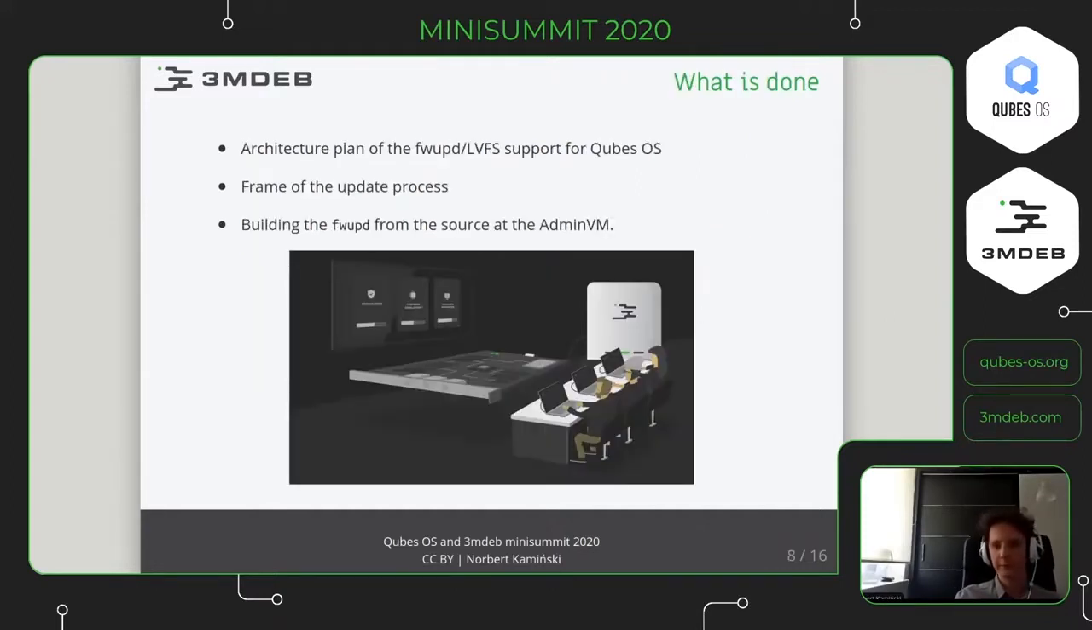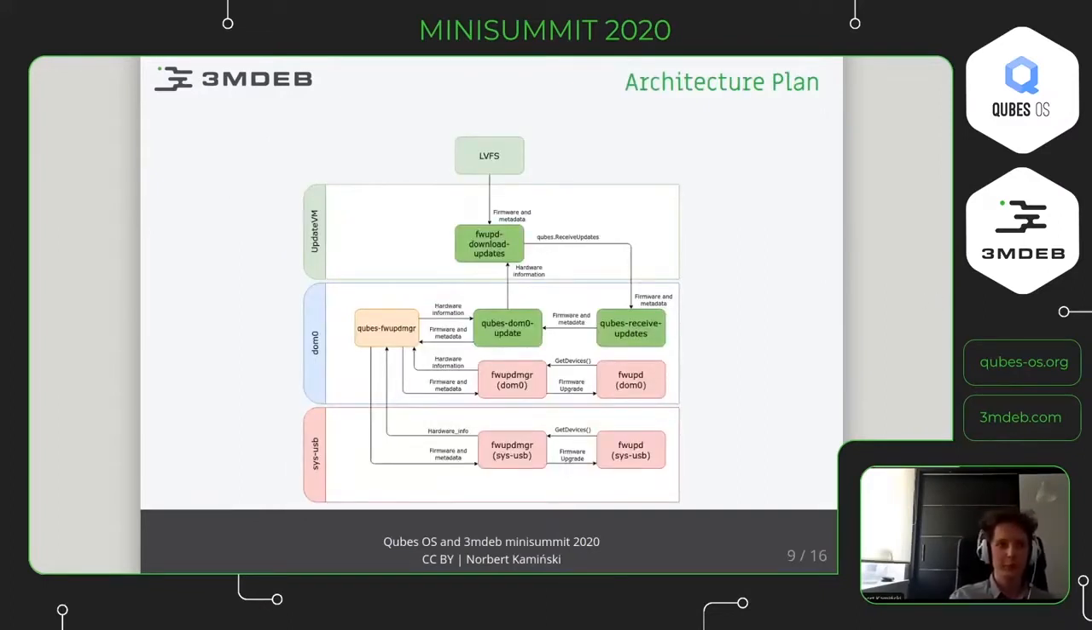So, what is done? For now, we have created the architecture plan of the fwupd LVFS support for Qubes OS. We've also done the frame of the update process, and we also built the fwupd daemon from source at the admin VM. Okay, that's my proposal of the architecture plan for Qubes support for fwupd. It contains 3 VMs, and it could be split into 2 parts. The first part is the update part, that's the green blocks. And the second part is the update firmware part, and that's the red blocks.